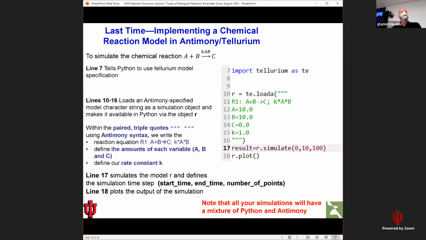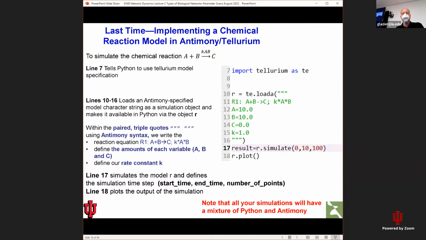I guess, Joel, how long did it take you to learn antimony? About an hour, right? 2 hours. So it's not hard to learn. It's not as powerful as a language like Mathematica, but it does what we need, and it's very simple.